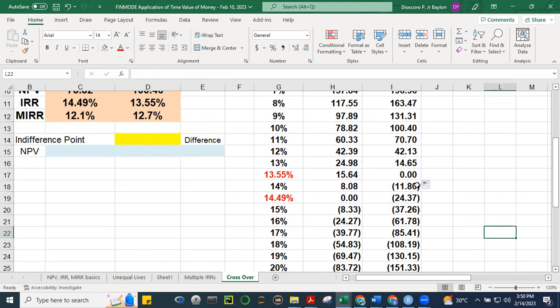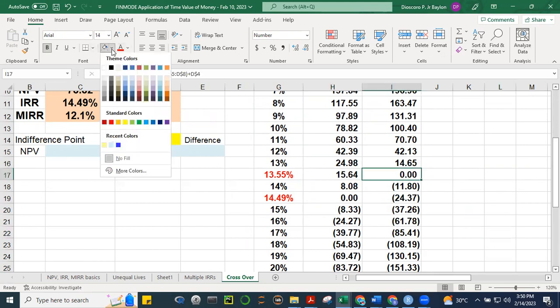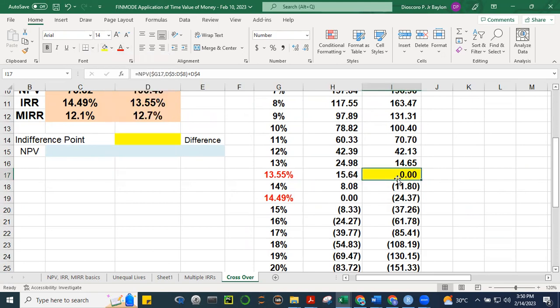Okay, so you can see here that the value here is 0, diba? Kasi if you recall class, ang IRR will generate an NPV of 0. Here, the IRR of project S is 14.49, and we were expecting that to be equal to 0.